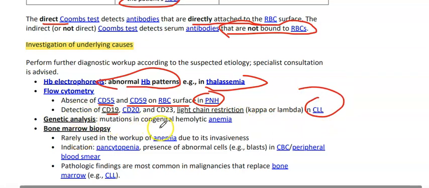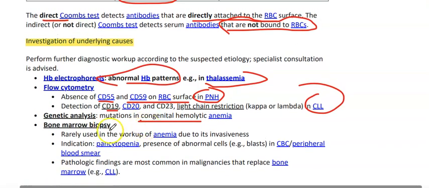We can do gene analysis to detect the mutation in congenital hemolytic anemias, and bone marrow biopsy can be used. It's rarely used, but it is used. The indications are pancytopenia, presence of neoplastic cells like blasts in the CBC peripheral smear. Pathologic findings are most common in malignancy that replaces bone marrow, for example CLL.